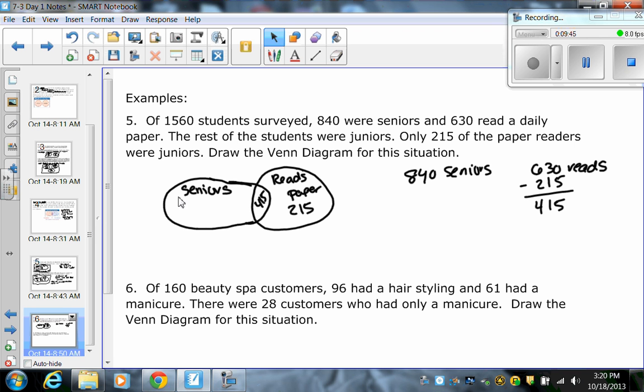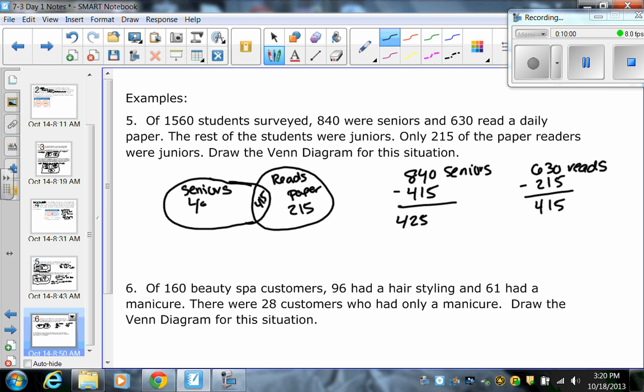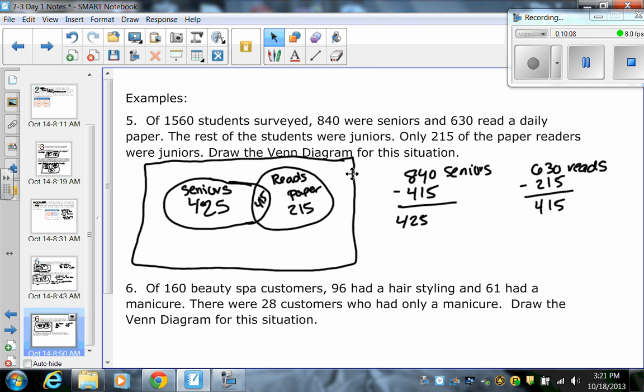Then for my seniors, this whole circle has to add up to be 840, but we've already accounted for 415. So we're going to subtract the 415 out, and we are left with 425. And these were students surveyed.